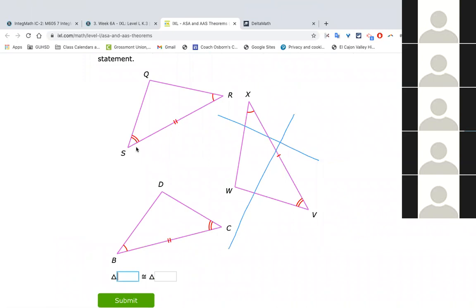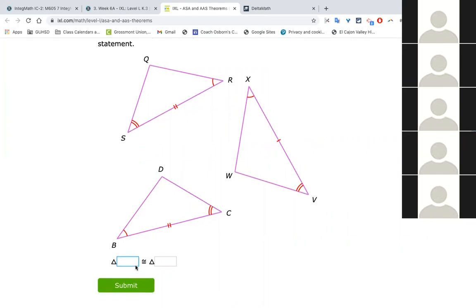So here I've got angle and an angle, and then look what's right in the middle, side. So these are congruent by ASA. That's what I would want to use to make them congruent. Let me clear all this out.